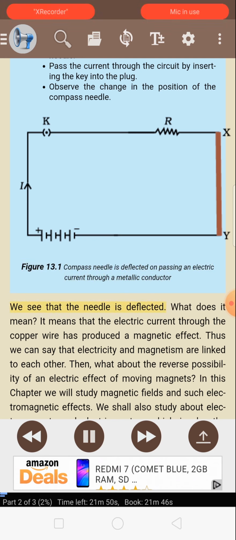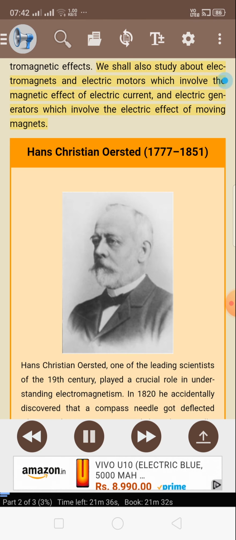We see that the needle is deflected. What does it mean? It means that the electric current through the copper wire has produced a magnetic effect. Thus we can say that electricity and magnetism are linked to each other. Then, what about the reverse possibility of an electric effect of moving magnets? In this chapter we will study magnetic fields and such electromagnetic effects. We shall also study about electromagnets and electric motors, which involve the magnetic effect of electric current, and electric generators, which involve the electric effect of moving magnets.